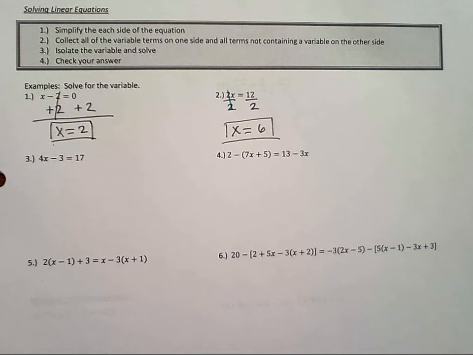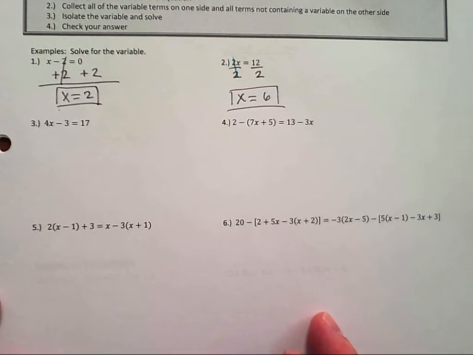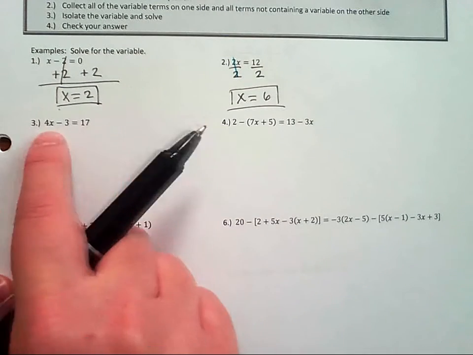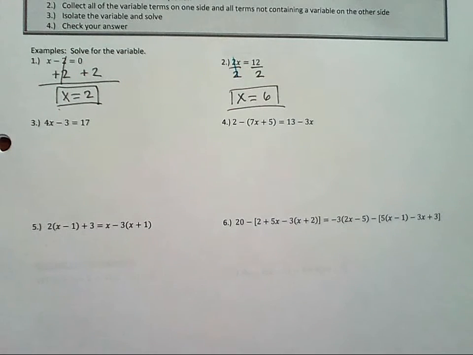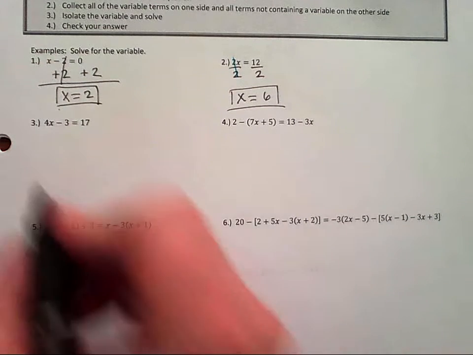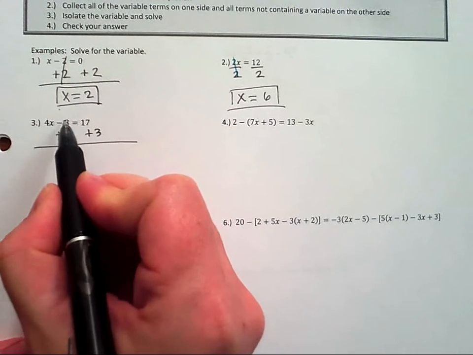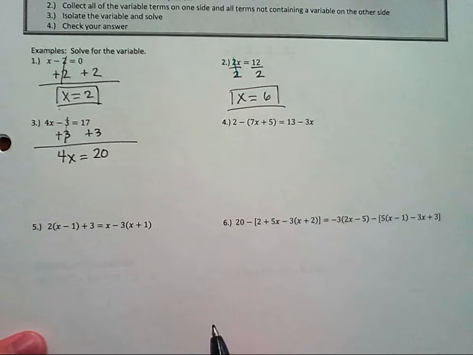All right, number 3, we're combining questions 1 and 2. For number 3, I have 4x minus 3 equals 17. I need to simplify each side. I don't have any like terms and I don't have any multiplication happening, so both sides are simplified. Step 2 is collect all variables on one side, everything without a variable on the other side. What do you guys think you want to do? Add 3 to both sides. Good. The reason I do that is because negative 3 plus 3 equals 0. So I have 4x equals 20, because 17 plus 3 is 20.